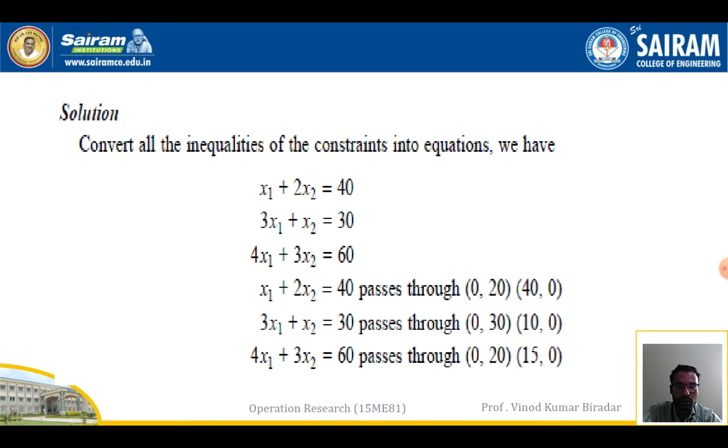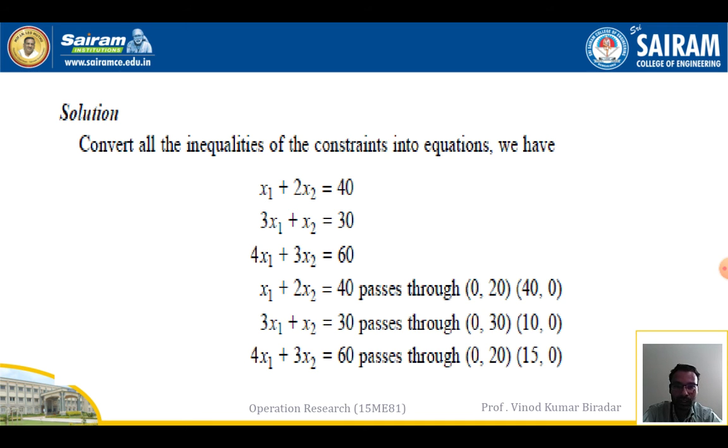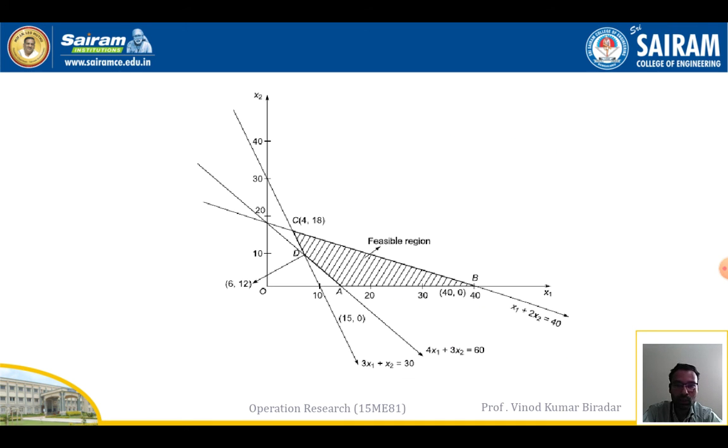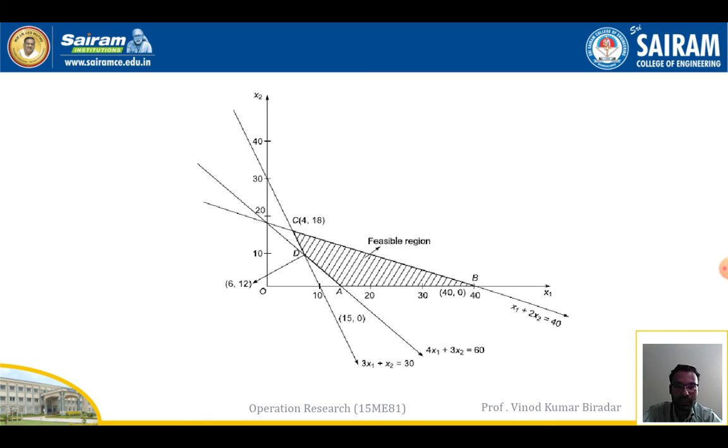Here y is how much? 20. Just draw the line on x2 is equal to 20. Next, the second point is 40 comma 0. x is 40, just put a point, and y is equal to 0. So you got the x and y points for the line equation, just draw one line.